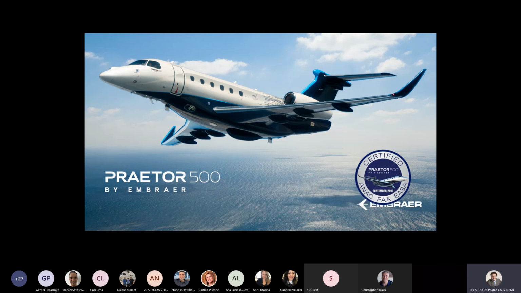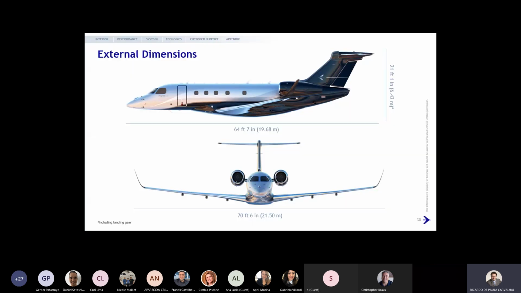So the 600 has this big belly here, right? And carries a lot more fuel. And the 500 will not have this belly here, okay? But the wings look exactly the same. The cockpit is the same. The engines are the same, but with a little less thrust. The big difference will be, as you know, in length. So the Praetor 500 carries less fuel and is 3.5 feet shorter compared to the Praetor 600.